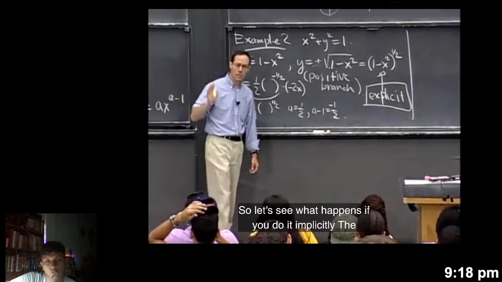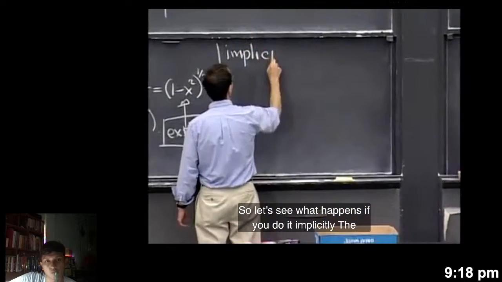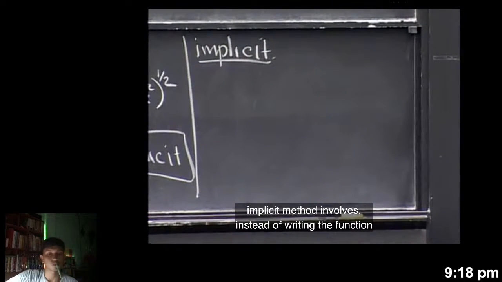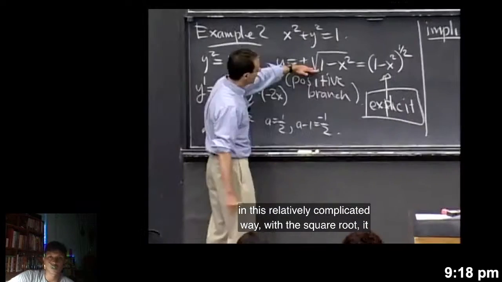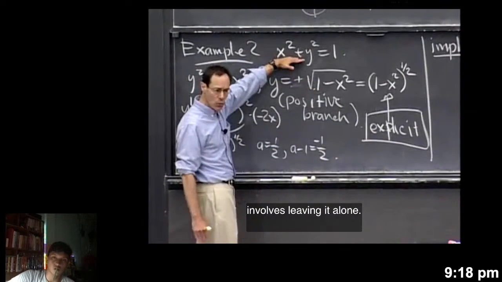All right? So let's see what happens if you do it implicitly. The implicit method involves, instead of writing the function in this relatively complicated way with the square root, leaving it alone. Don't do anything to it.